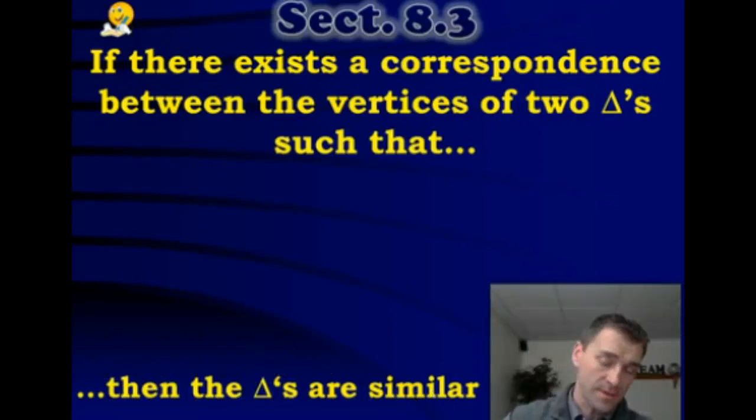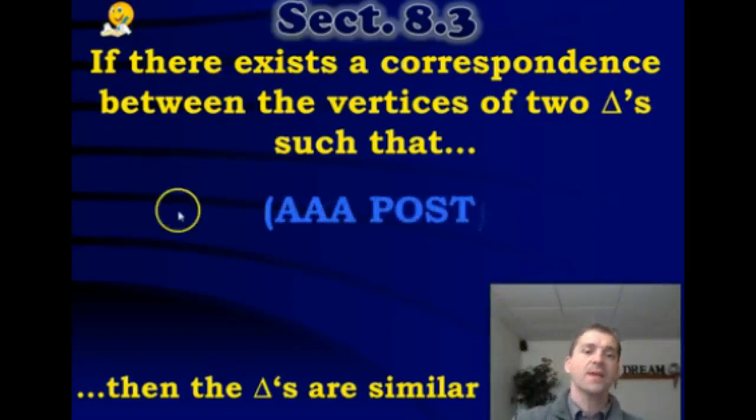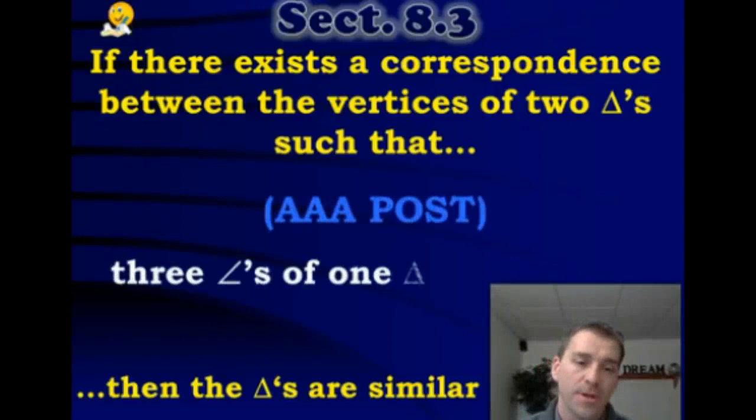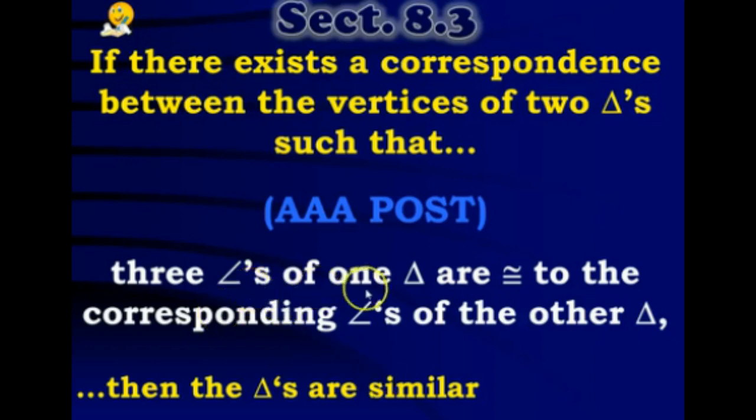And we're going to fill in the other 4, as I just said, shortcuts. So, here is shortcut number 1. It is the angle, angle, angle postulate. And it says anytime you have 2 triangles, where you can prove the 3 angles of one triangle congruent to the corresponding angles of the other triangle, then those triangles are similar.